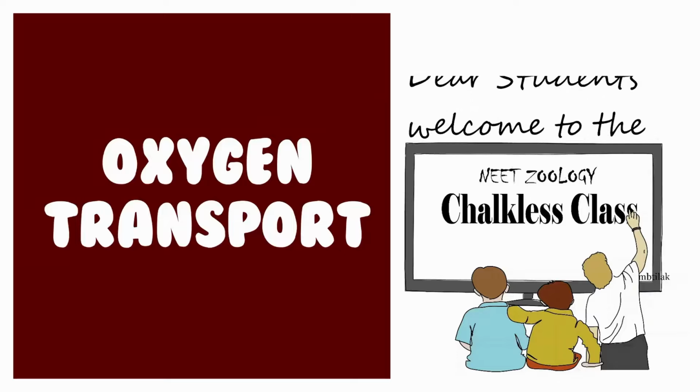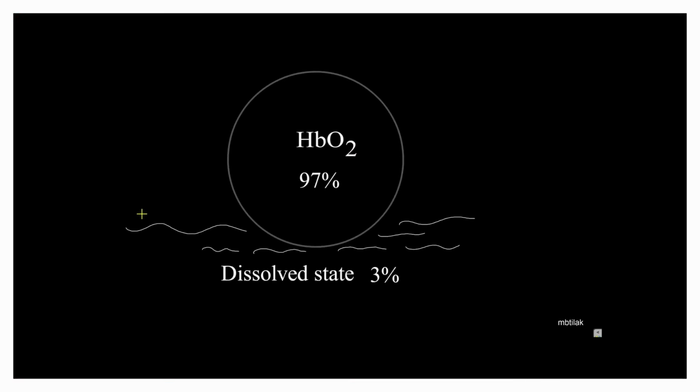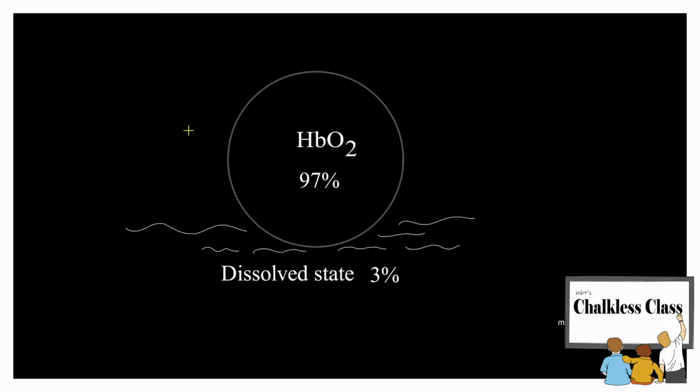In this video, we are going to study about oxygen transport. Oxygen is transported in two forms. One is in the form of oxyhemoglobin. Second is in dissolved state in plasma. In the form of oxyhemoglobin, 97% of oxygen is transported to the tissue. In a dissolved state, only 3% of oxygen is transported.